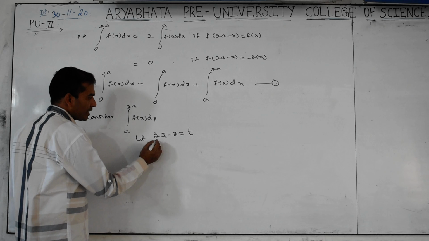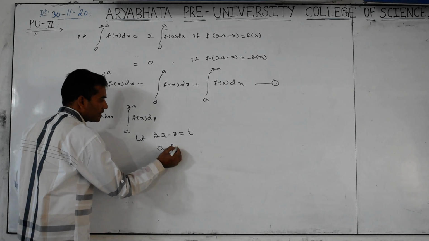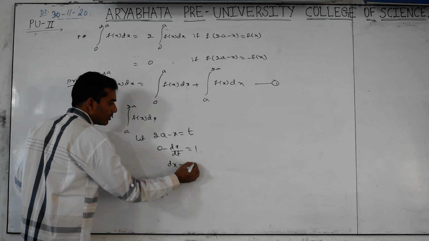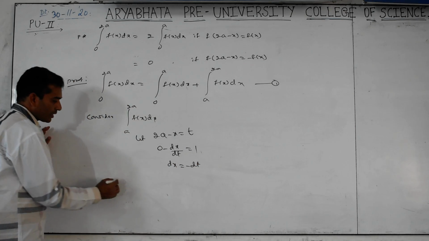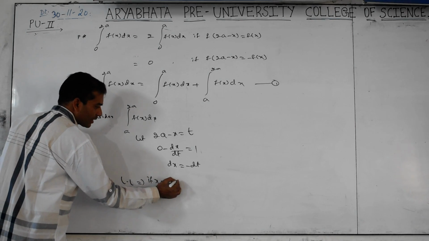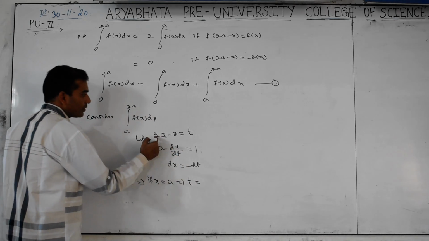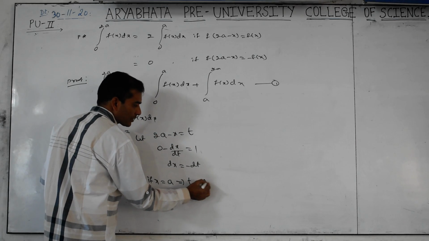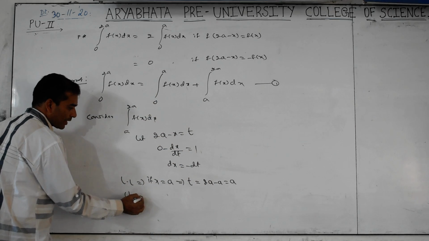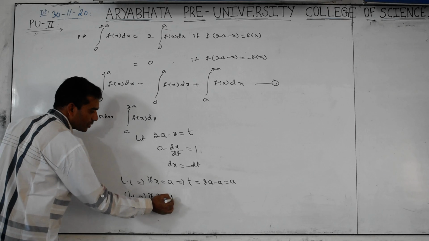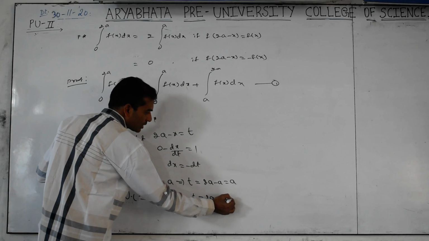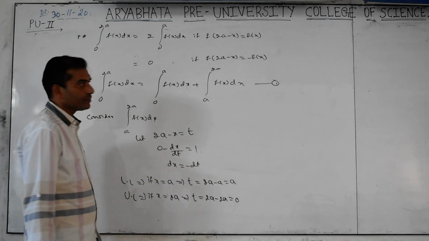Now differentiate here. 2a differentiation is 0, minus dx by dt equal to 1. So dx equal to minus dt. Lower limit: if x is equal to a, then t is equal to 2a minus a, equal to a. Upper limit: if x is equal to 2a, then t is equal to 2a minus 2a equal to 0.